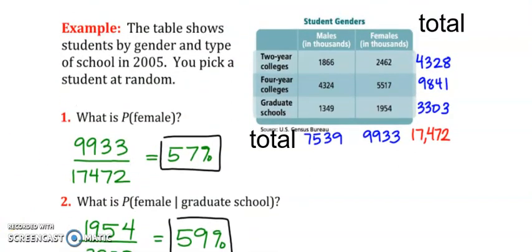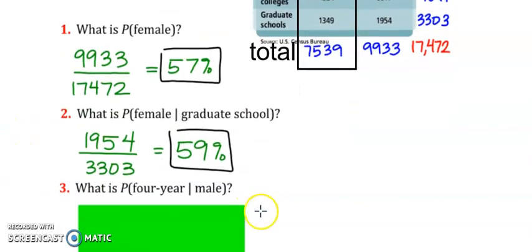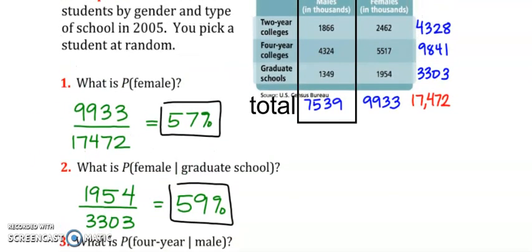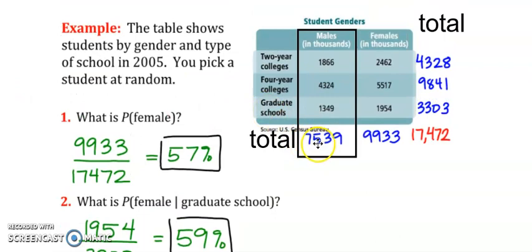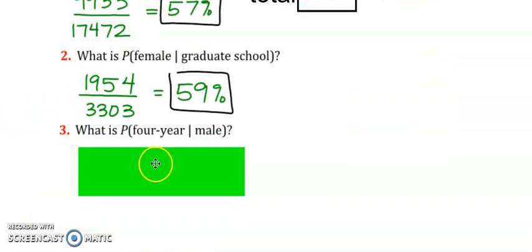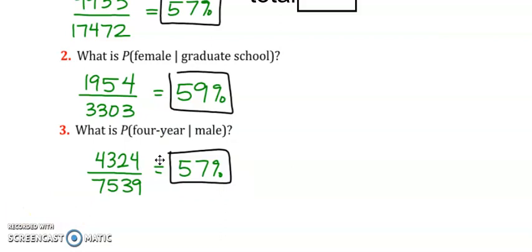Lastly, what is the probability of selecting a four-year student given that that student is a male? Well, for this, I only care about the male students, right? Because this is saying we're operating under the condition that the student is a male. So I don't need to look at the total student body, just the males. So out of the 7,539, how many are attending a four-year school? That would be 4,324. So we go straight to our calculator. We get a percentage. We round. Shaboom.